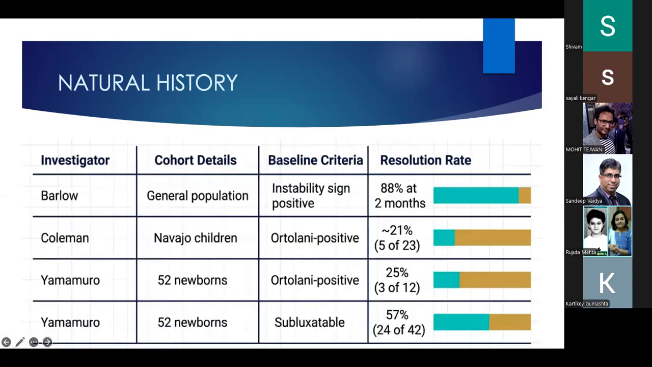Barlow showed in his study, which included patients with a positive instability sign, that 88% of them resolved by the end of 2 months. In Coleman's study, which included only Ortolani-positive patients, the spontaneous resolution rate was only 21%. In Yamamuro's study, in which only Ortolani-positive patients were included, there was a 25% resolution rate, and in which only subluxatable hips were taken, there was a 57% resolution rate.